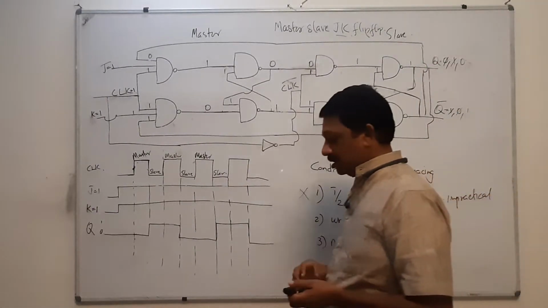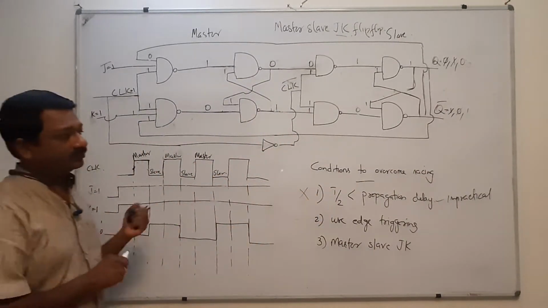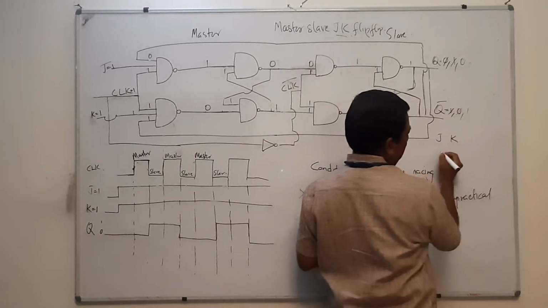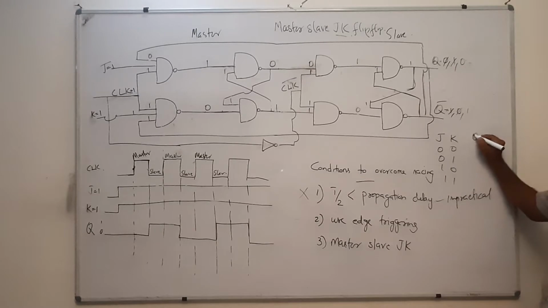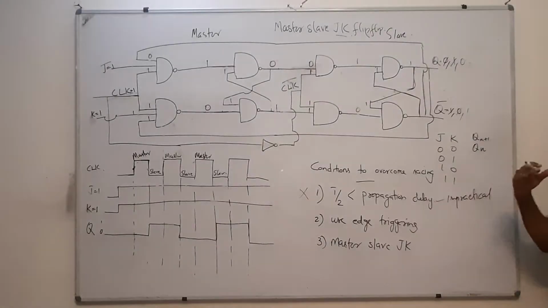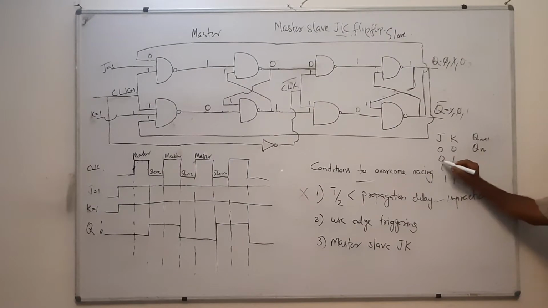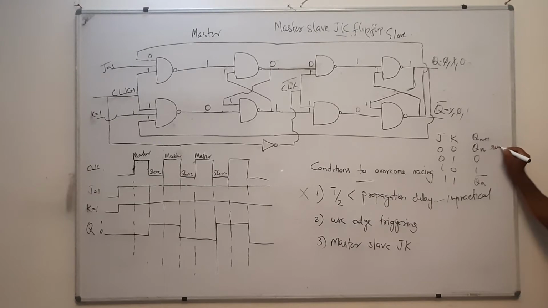That means, in short, if you are using a master slave JK flip flop, and the values of J and K are 0 0, 0 1, 1 0 and 1 1, what will happen? The value of Qn plus 1, that means for the next cycle, what is the value of Qn? When J and K are 0 and 0, the previous value it is storing, that means Qn. The previous value it is remembering, that means there is no change, it is retaining the previous value. If it is 0 1, the next value will be 0. If it is 1 0, it is 1, and if it is 1 1, it is Qn bar. That means it is complementing the previous value.